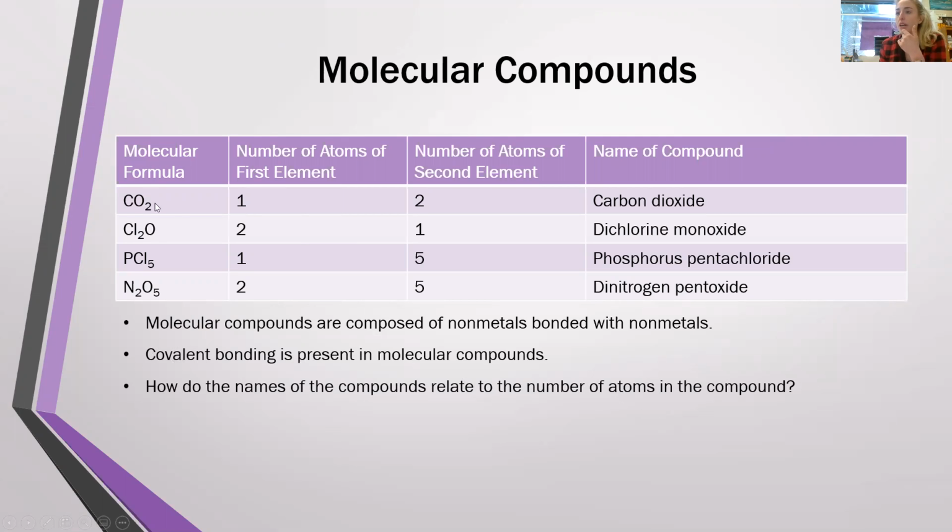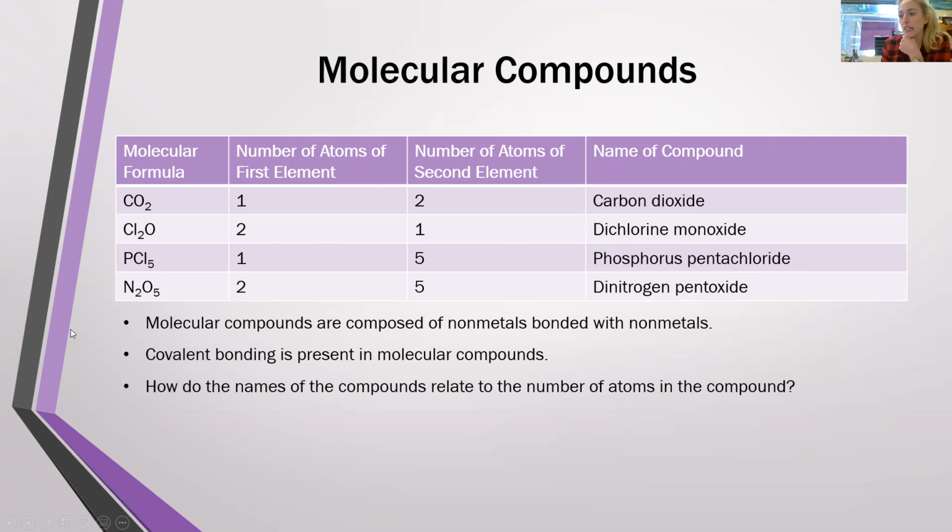So the next thing we need to ponder is how do the names of the compounds relate to the number of atoms in the compound? Just taking a look at the first one, we've got carbon, there's one of them, and then there's two oxygen, and we see the name is carbon dioxide. So there's a hint here that tells me that there's two oxygen. And the next one, we've got dichlorine monoxide. There's two hints here that tell me about the numbers of my atoms. And same with phosphorus pentachloride, there's one hint there. And dinitrogen pentoxide, there's two hints.